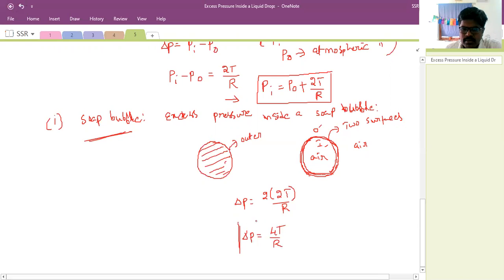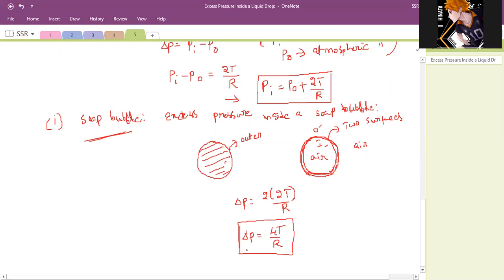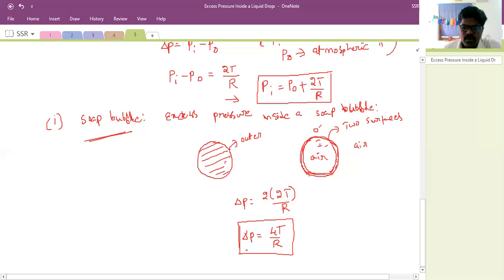Are you clear on this? For a soap bubble, the excess pressure will become 4T by R. Understood, all of you? Because of the two surfaces, inner surface and outer surface, you need to take the surface area 2 times, so that 2 into 2T by R. So everywhere the calculation 2 times will continue, so that you get 4T by R. Okay? So that is about a soap bubble, the excess pressure inside a soap bubble.